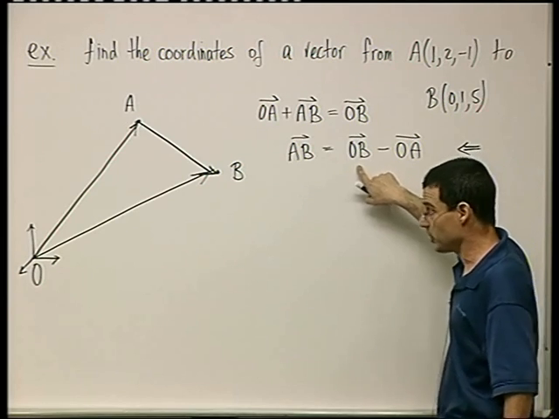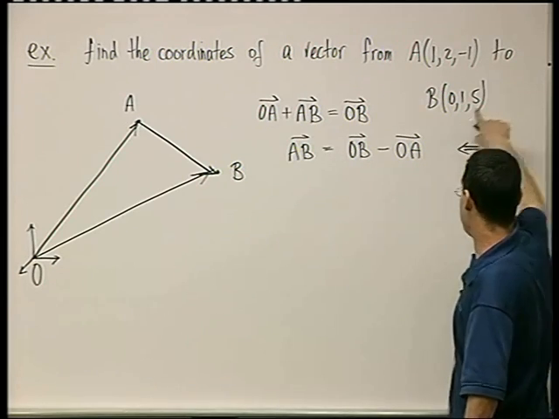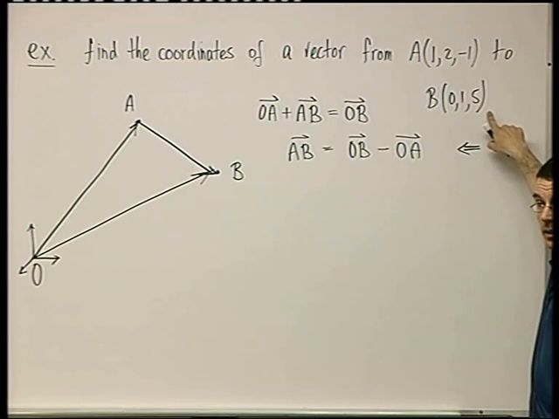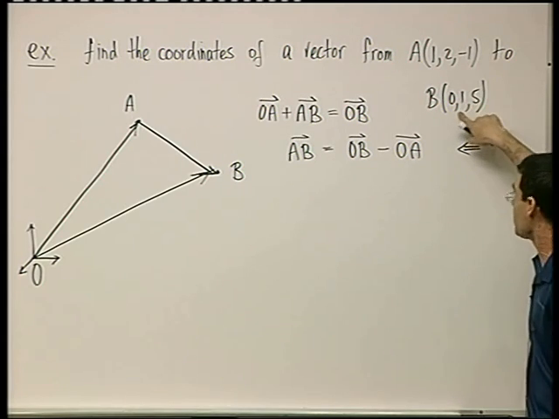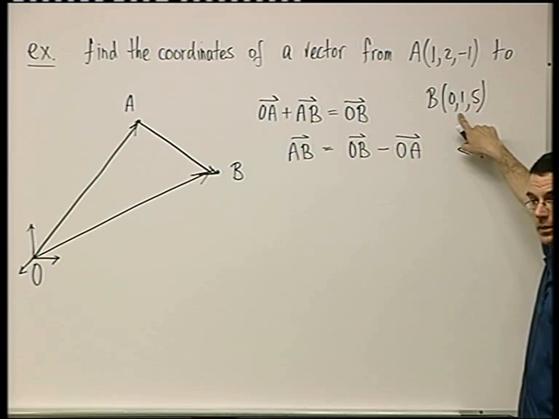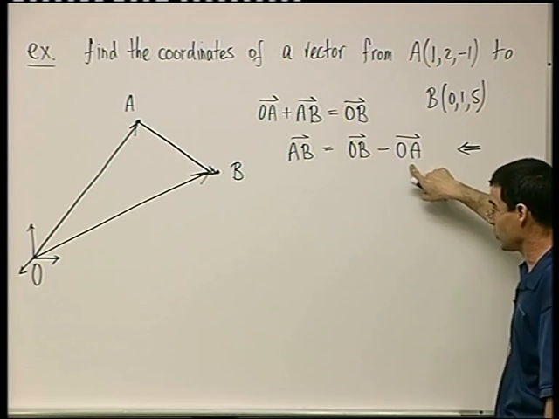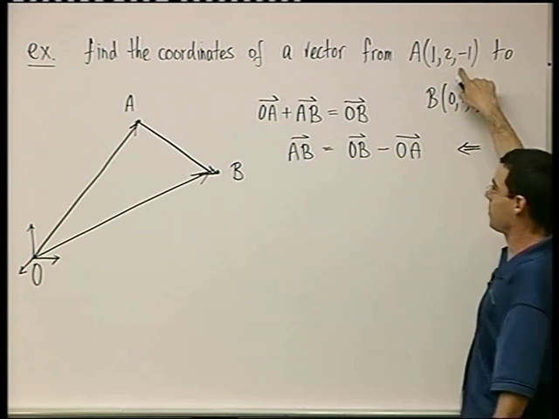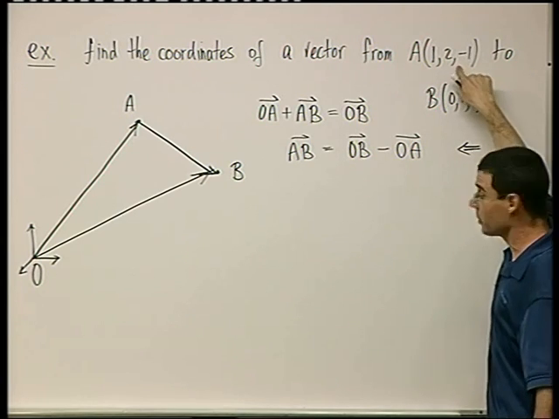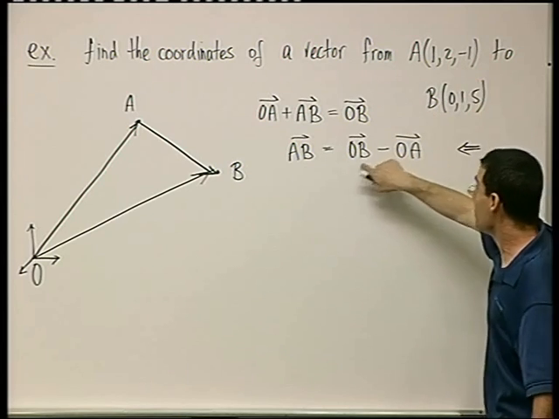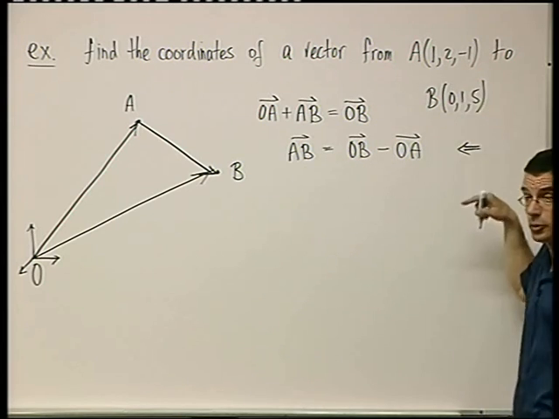OB is a vector that starts at the origin and ends at the point B. So in terms of coordinates, these are the coordinates of the vector OB. Do you agree? Okay. What is OA? OA is a vector that starts at the origin and ends at the point A. So these are its coordinates. So OB minus OA is subtracting these 2 vectors.